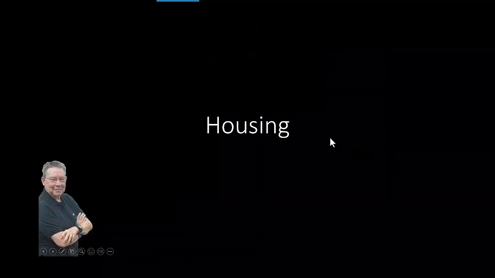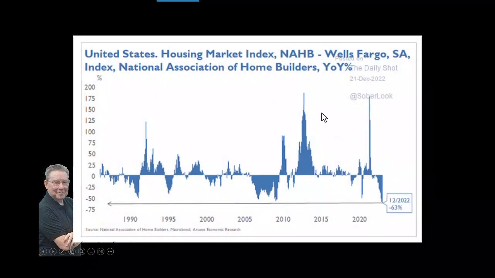Now, I mentioned housing. It's the largest part of the economy, and more people are employed there. Here, the National Association of Home Builders housing market index shows a new record. This thing goes back to the 1980s. Here's what happened in 2008. It's plunging faster than it was in 2008. Now the only question is, will it last as long as it did in 2008? I think we're going to see this housing market index stay at a very negative rate all through 2023.